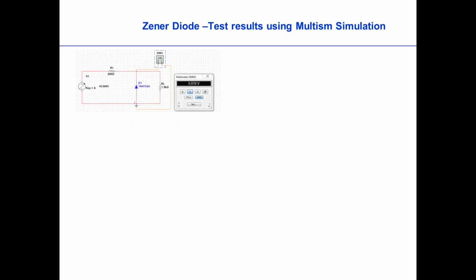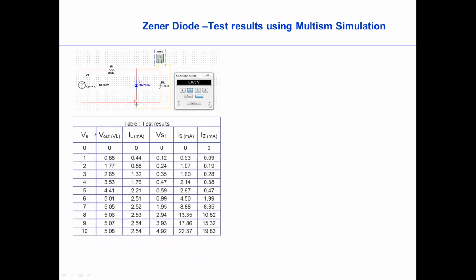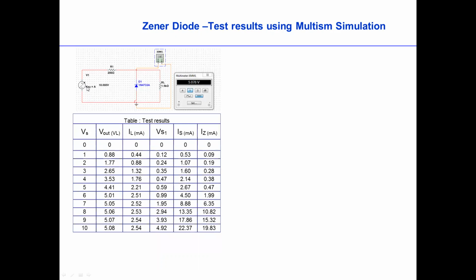Now if we look at the measured or simulation results from this small circuit, we can see that when we increase the input voltage from 0 to 10 volts maximum, the Zener diode is 5.1 volt regulated.